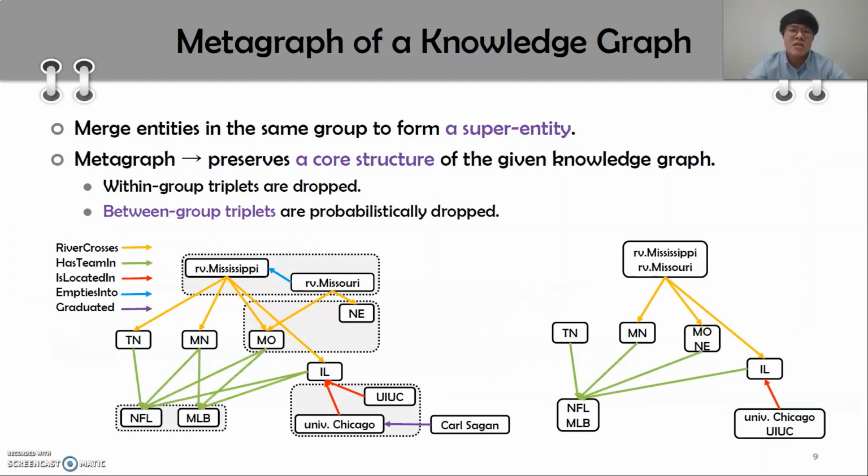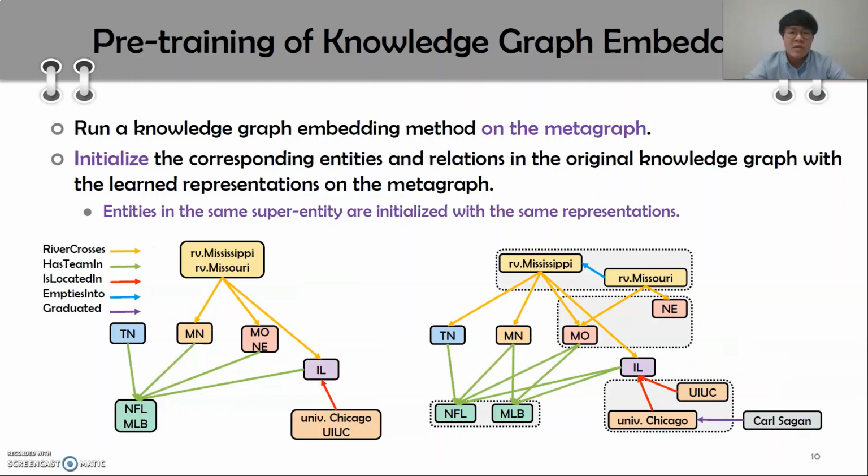Then, by merging entities in the same group, we form superentities. Based on the interactions between these superentities, we construct the metagraph, which preserves a core structure of the given knowledge graph. When constructing the metagraph, representative between-group triplets are likely to be preserved, while unrepresentative triplets are likely to be dropped. Finally, we run a knowledge graph embedding method on the metagraph. Then, we initialize the corresponding entities and relations in the original knowledge graph with the learned representations. In this process, entities in the same group are initialized with the same representations.